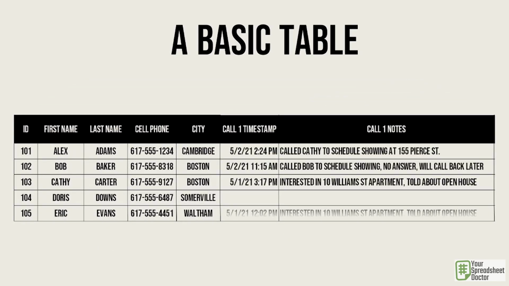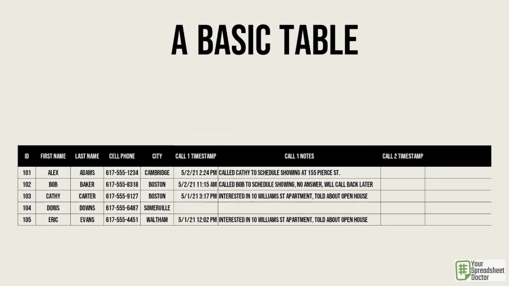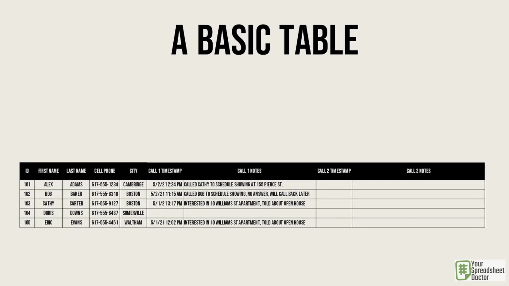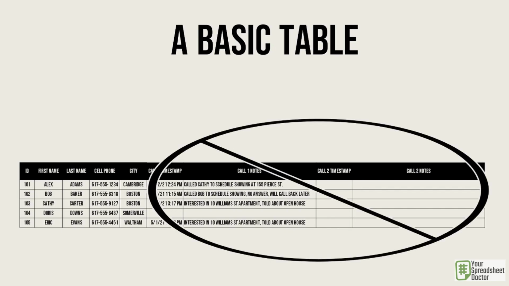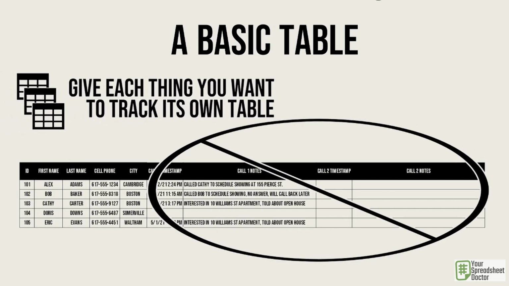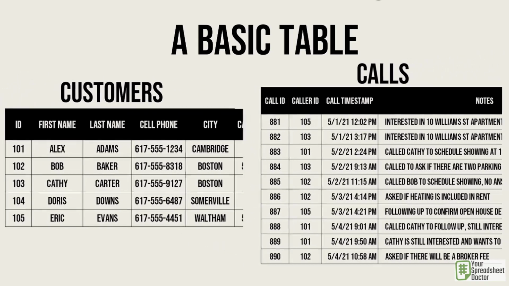One thing you could do is to add columns to your table to indicate the time of the call and notes from the call. This might be fine if you only ever have one call per client, but what would happen if you wanted to record multiple calls? Pretty quickly you have a very wide table with blank rows because some clients won't have as many calls as others. In this case, what we'll see is that it's a much better practice to ditch the call columns altogether and remember that each thing you want to track should have its own table. That means one table for customers and another for calls.